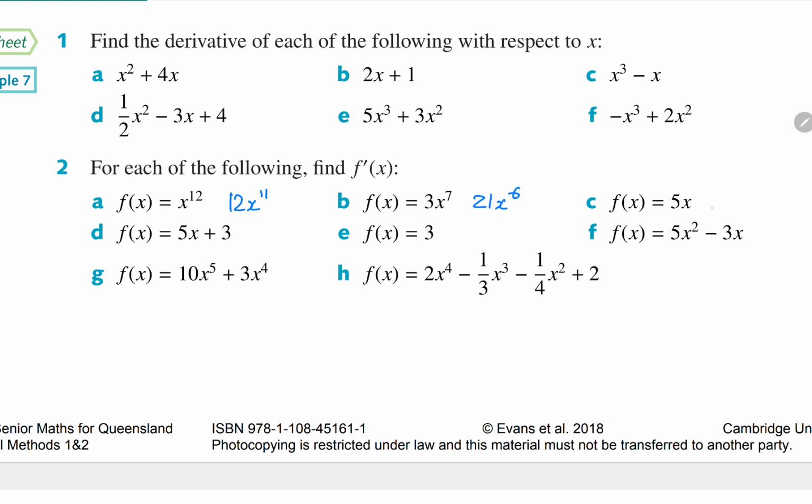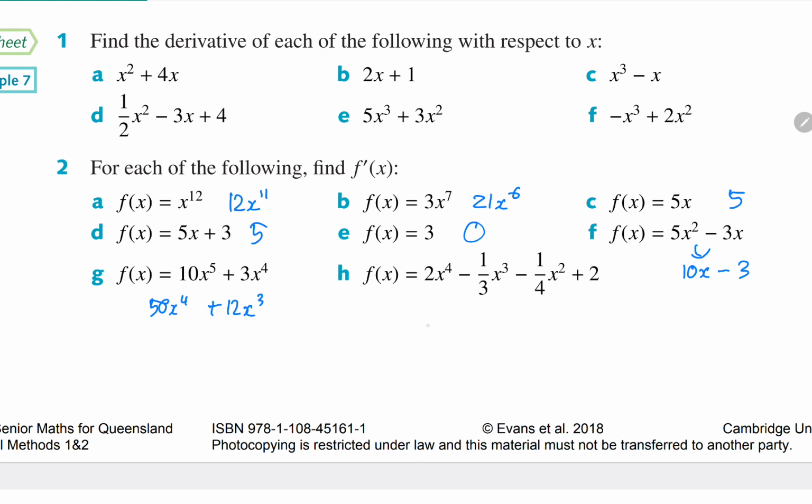Yep. Next one? 5. Yep. 4x. Not quite. Remember, when you have a linear function, it's just 5. Just 5, right? Next? 0. Next? 10x minus 3. Yep, next. 50x to the power 4 plus 12x to the power 3.